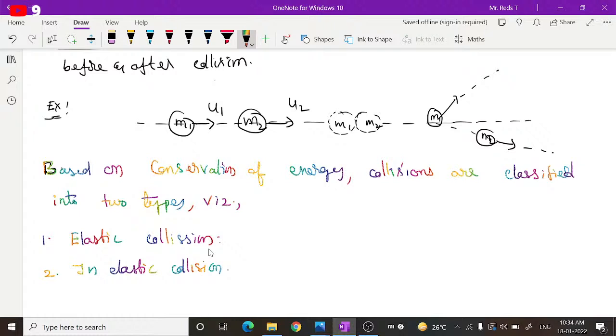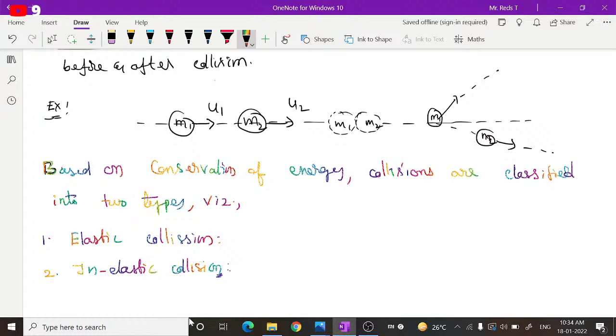Elastic collision is what we have studied already. What is elastic collision? It is the collision in which both momentum and kinetic energy are conserved. Such a collision is called elastic collision. Whereas inelastic collision is the collision in which only momentum is conserved but not kinetic energy. That is called inelastic collision.